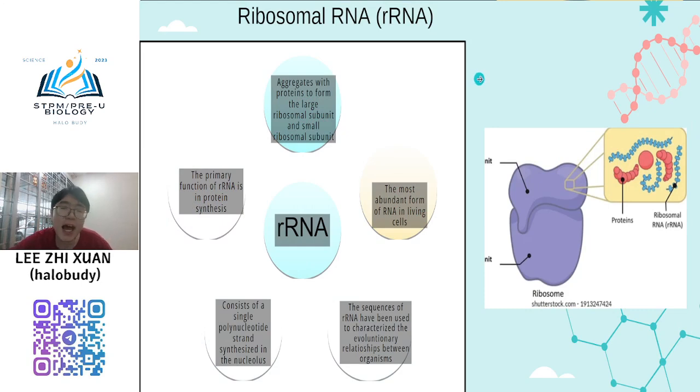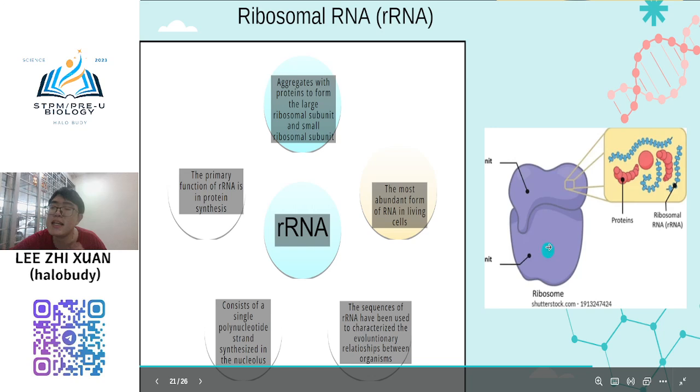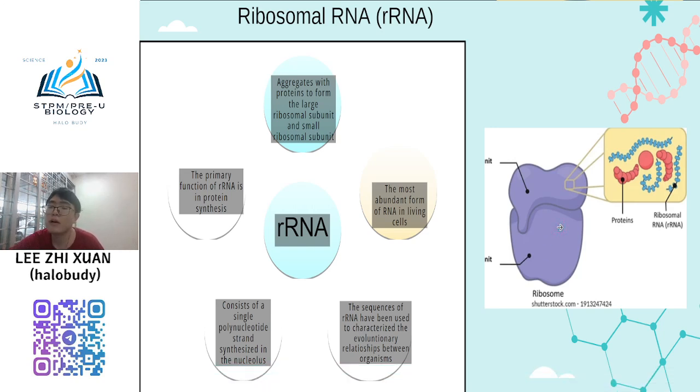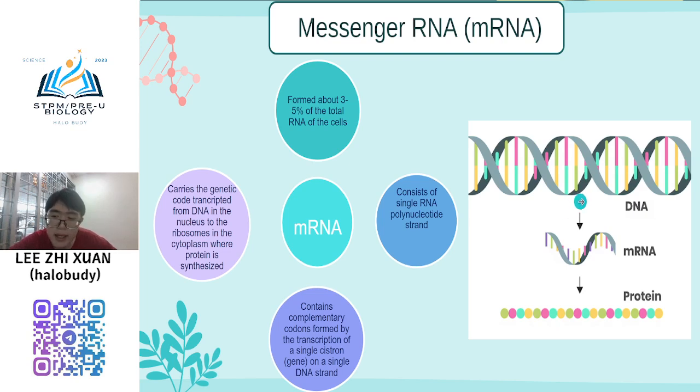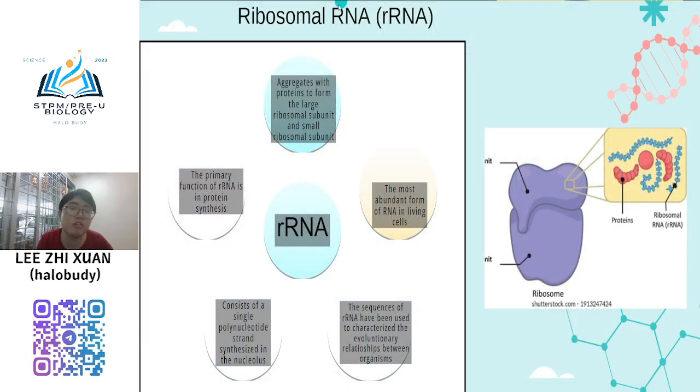And another one, ribosomal RNA. As you see, this is the ribosome. Ribosome means this RNA is located inside the ribosome. So this RNA is totally in the cytoplasm. mRNA is synthesized in the nucleus, and after that it will travel out from the nucleus into the cytoplasm. But this one is totally inside the cytoplasm because it is located in the ribosome. The ribosome is inside the cytoplasm.